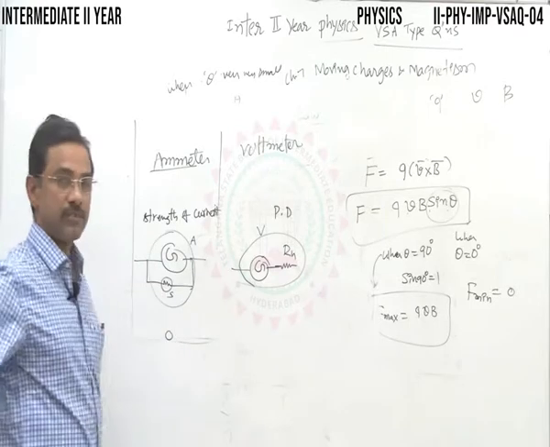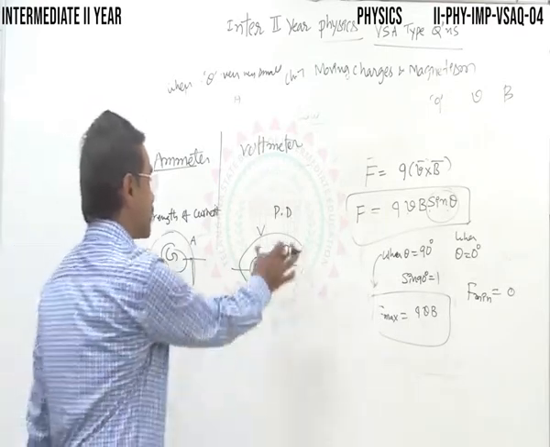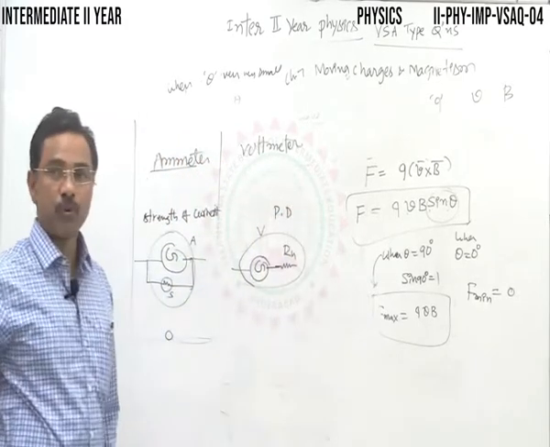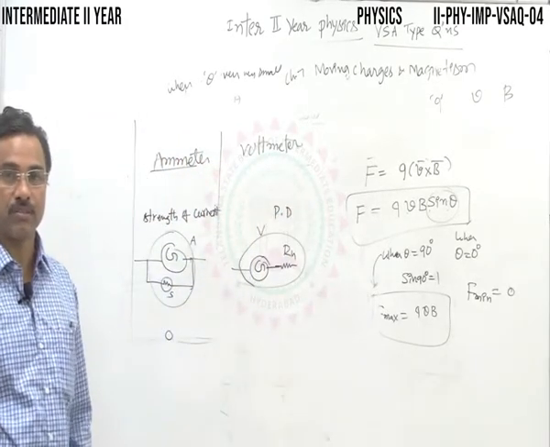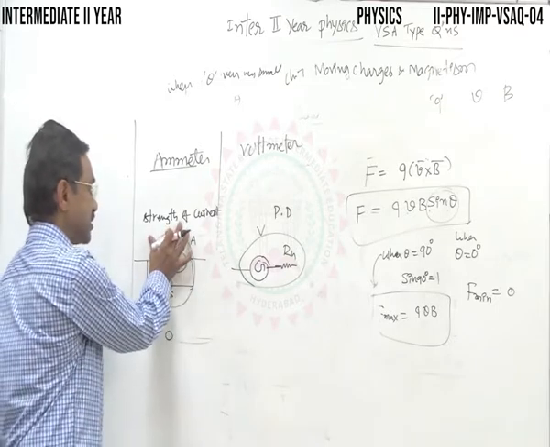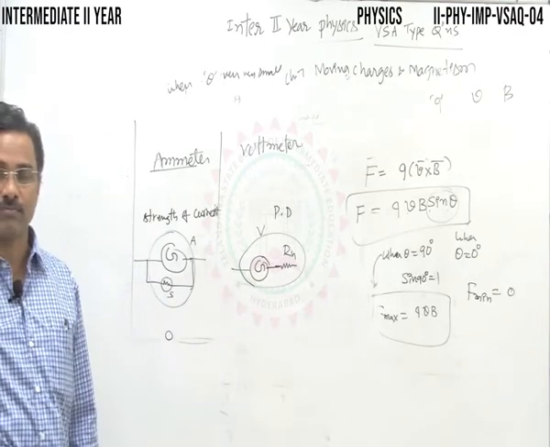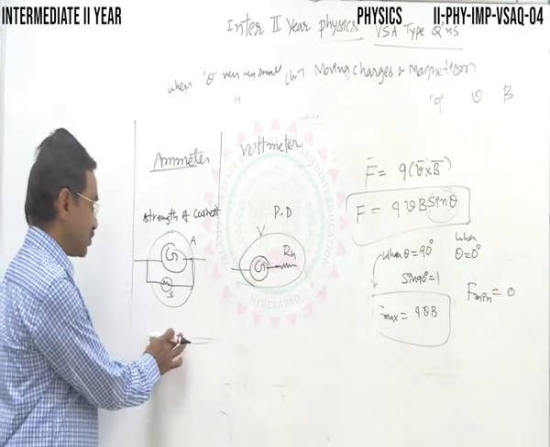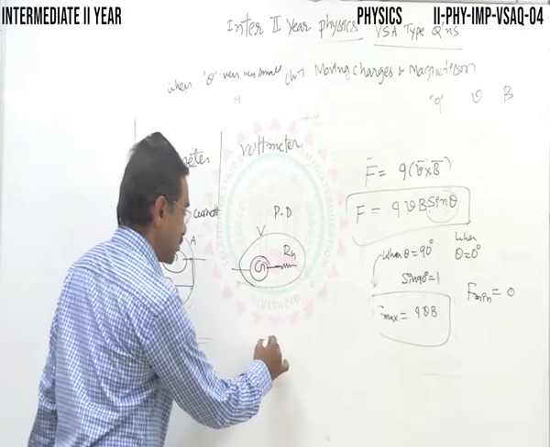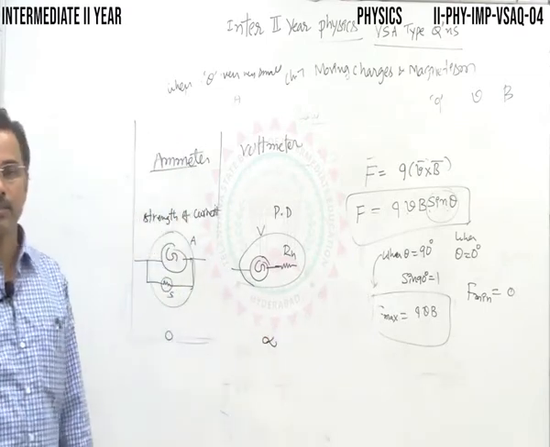Ammeter is a device meant for measuring the strength of current. Voltmeter is a device meant for measuring potential difference. It gives the potential difference between any 2 points of the circuit. Ammeter is always connected in series. Voltmeter is always connected in parallel or across. So an ideal ammeter will have zero resistance, and an ideal voltmeter will have infinite resistance. Any 2 points you can highlight.